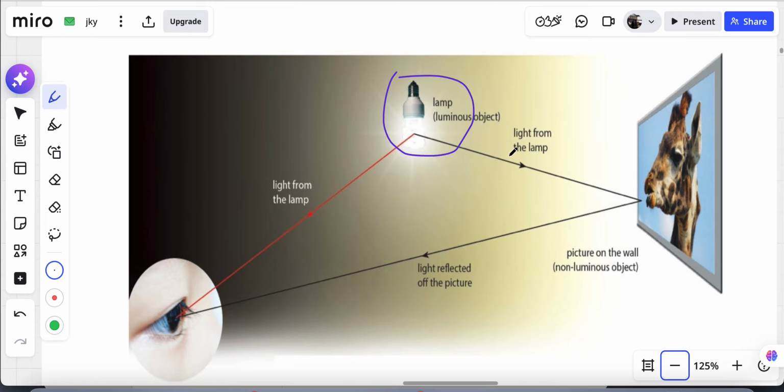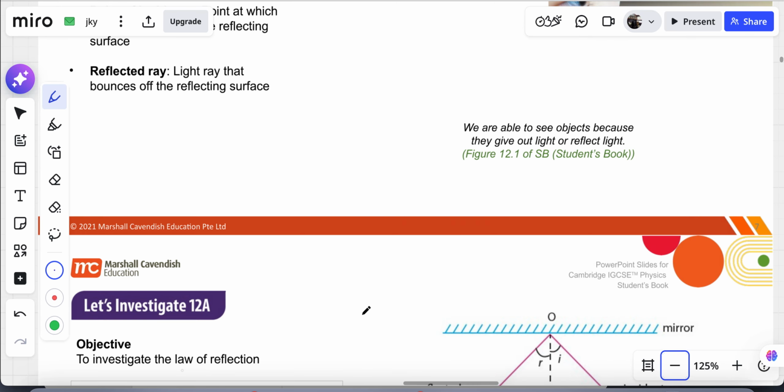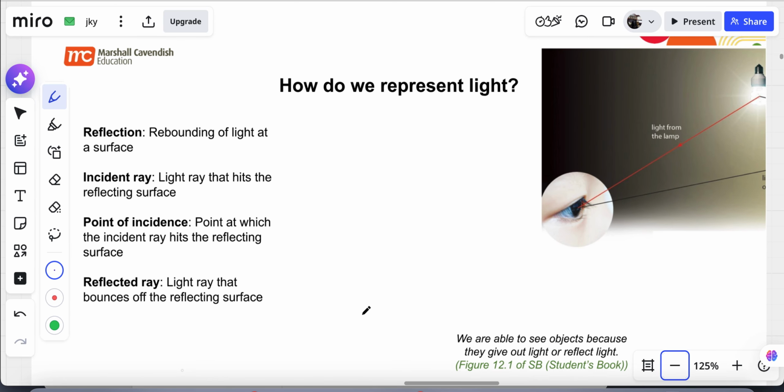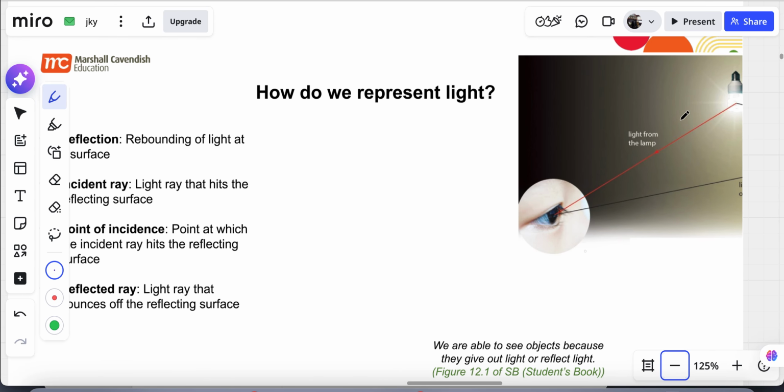This ray, the light from the lamp, is incident to this place, and then this is a non-luminous object, which cannot produce light, but it can reflect light, and that's how the light comes to our eyes. Now let's move on quickly. Let's define the following based on what we have talked about just now: the lamp, the image, the object on the wall, and how it's reflected to our eyes.